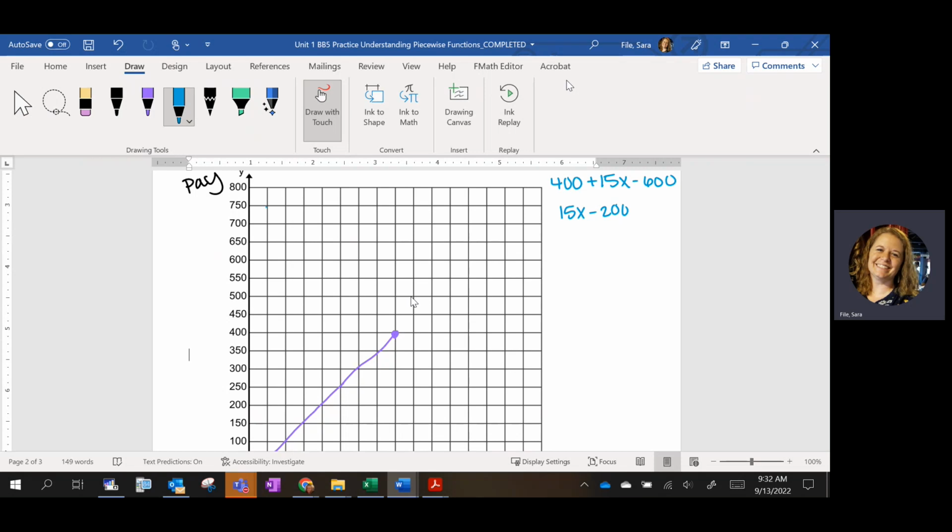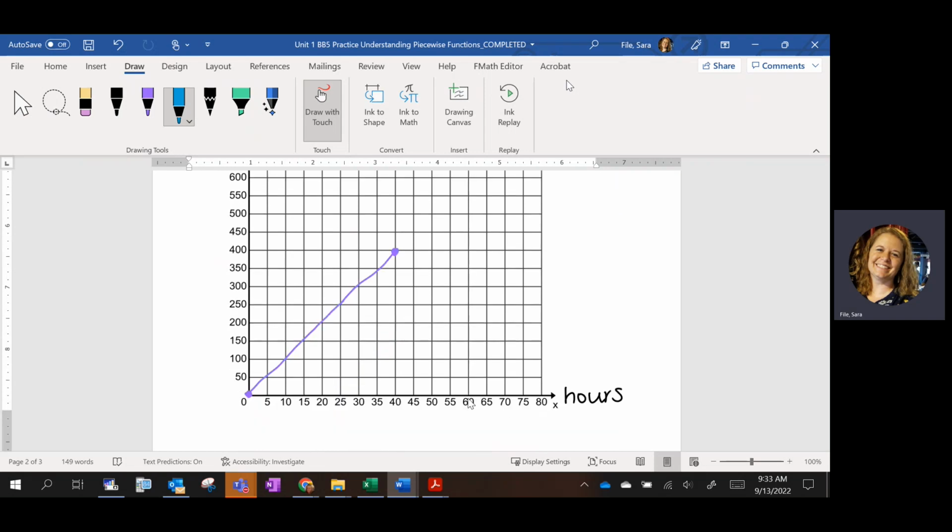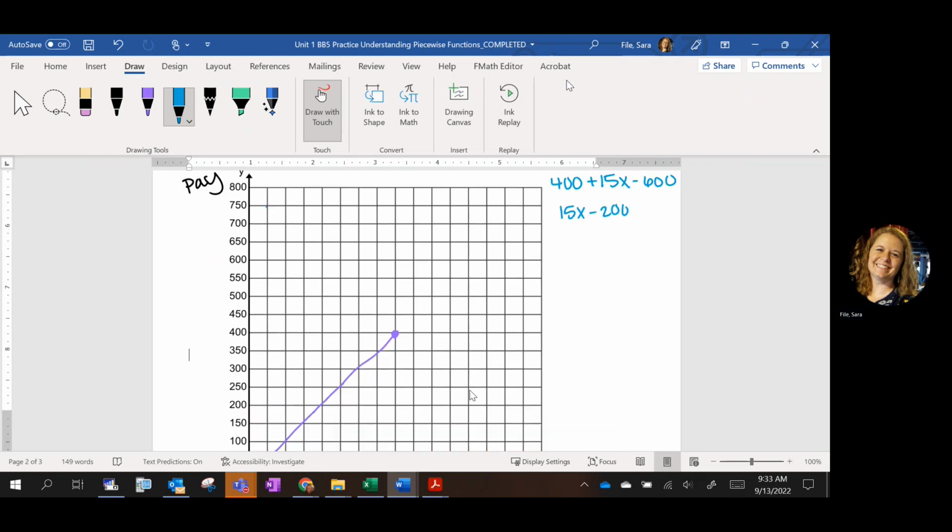So you can say, okay, what is it at 60 hours? What's the end point going to be? So you say 15 times 60 minus the 200 is 700. So at 60 hours, the pay is going to be 700 right here. So from here to here, okay, I have a slope of 15. And you can just connect that. If you want to get points in between, you can.